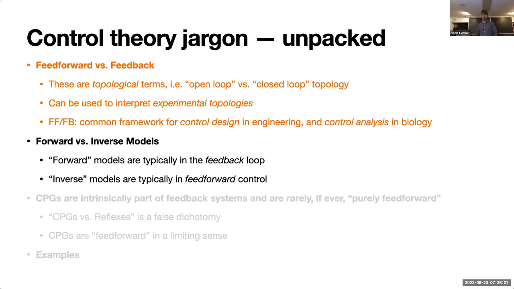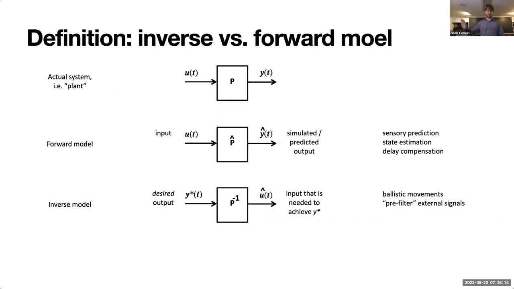So forward and inverse models, what are they and why do we care? I often hear in the motor control literature, the human motor control literature in particular, people talking about forward and inverse models. I just want to describe really briefly what they are, just in case you're not sure. I certainly got confused.